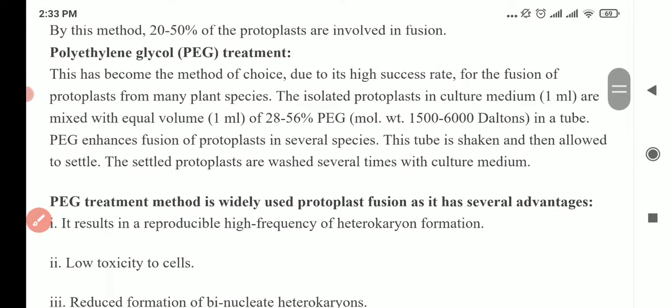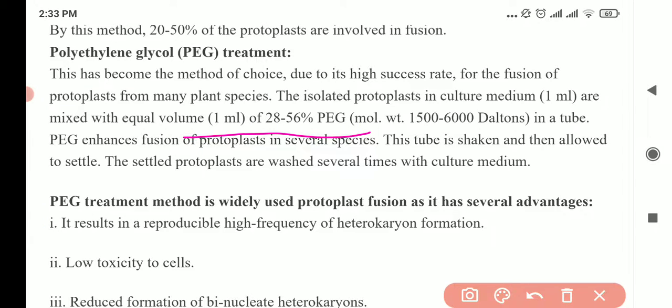Next, if you use polyethylene glycol, this one is very successful. It is used to fuse many plant species because it's successful. You isolate the protoplasts in the culture medium. You mix them in equal volume of 28 to 56% polyethylene glycol in a tube. It enhances the production of fused protoplasts. The tube you have to shake and allow to settle. Then you wash it. This chemical just induces fusion. You don't have to do much.